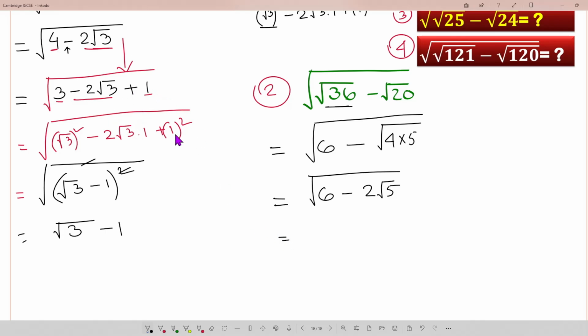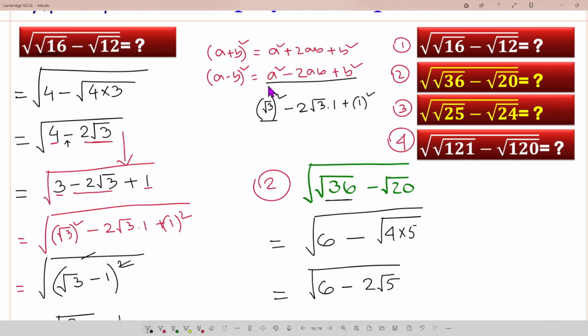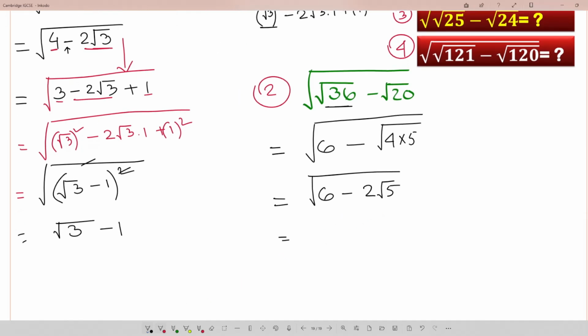Now similar thing, here we have a square minus 2ab plus b square, which is a minus b whole square. Similarly we can do it here. So this is minus 2ab, minus 2 times a and b. Once we multiply this, we will get 2 root 5. So we need a square, meaning root 5 square, and plus 1 square is b square. Now look, root 5 square is 5, minus 2 root 5, plus 1. So 5 plus 1 is 6.